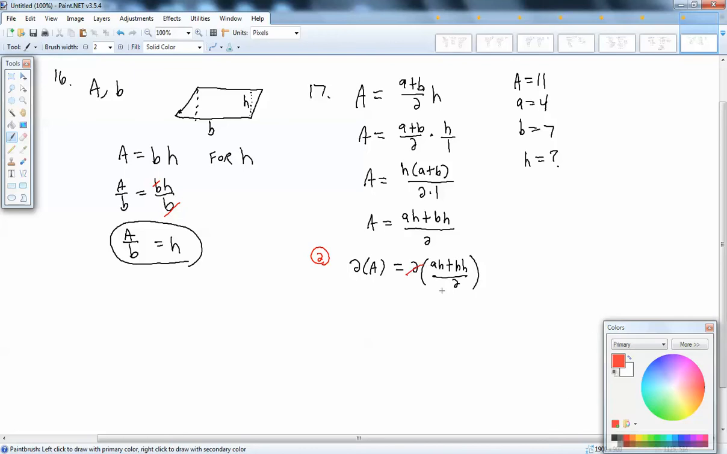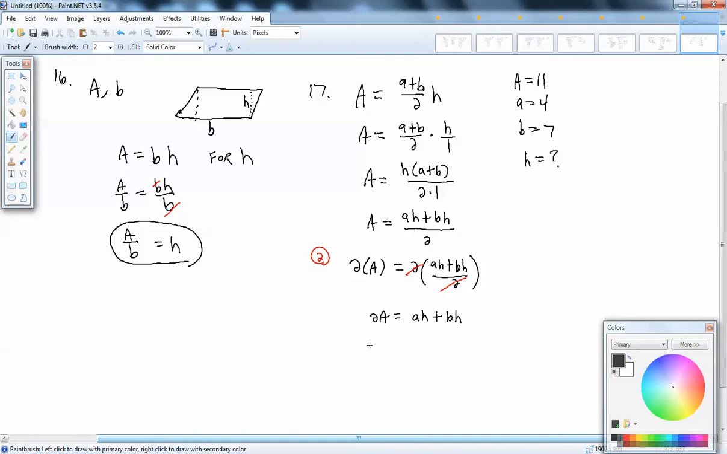Do that, those 2's are going to cancel. 2 times uppercase A equals lowercase a h plus b h, or b h. I don't know why I put that in that order. Usually you put it in alphabetical order. Maybe my handwriting is so bad that was supposed to be a b. That's supposed to be a b.